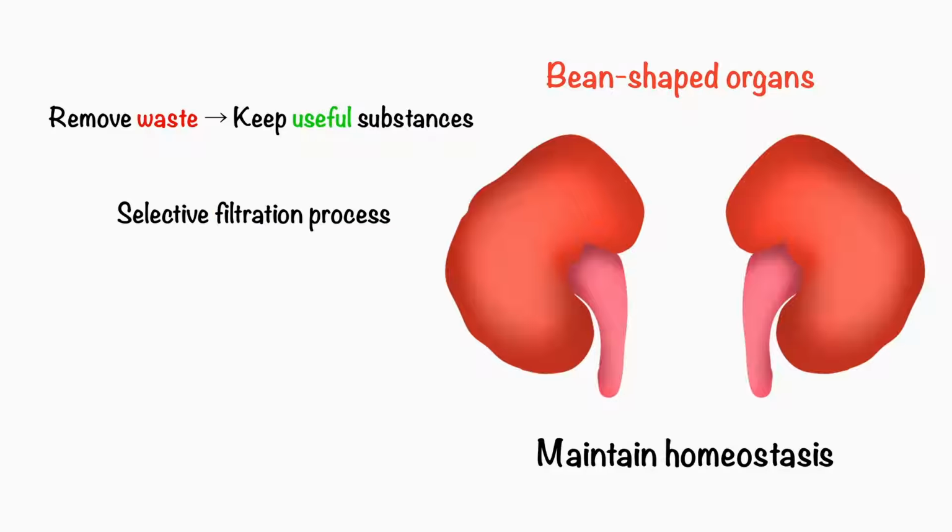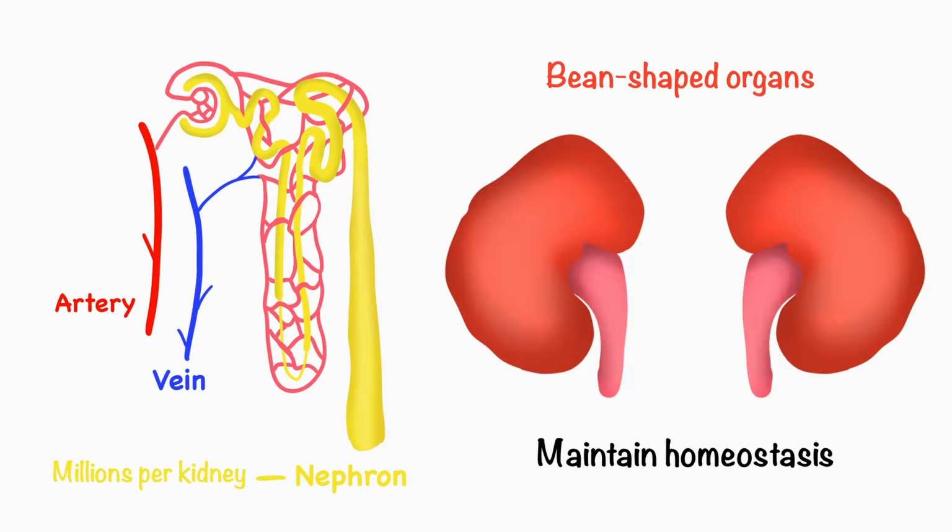When blood passes through the kidneys, a complex filtration process occurs. This process is remarkably selective, allowing the kidneys to remove specific substances while returning others to the bloodstream. This filtration happens in microscopic structures called nephrons, which are the functional units of the kidneys. Each kidney contains about 1 million nephrons, giving them tremendous filtering capacity.